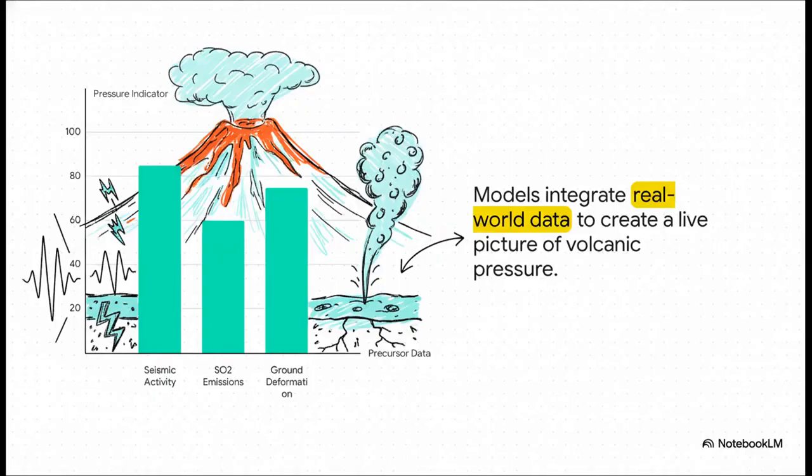And here's the thing. These models aren't just theoretical. They are constantly being fed with real-world data. So, to predict an eruption, a model pulls in live information: the tiny earthquakes from seismic activity, the sulfur dioxide gas being released, the subtle swelling of the ground. It uses all of that to build this constantly updated picture of a super complex, interconnected system. And that same idea is being used in systems we deal with every single day.